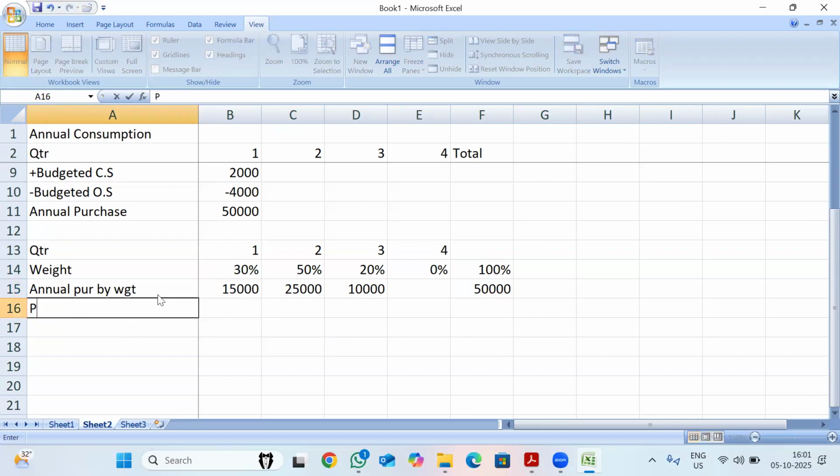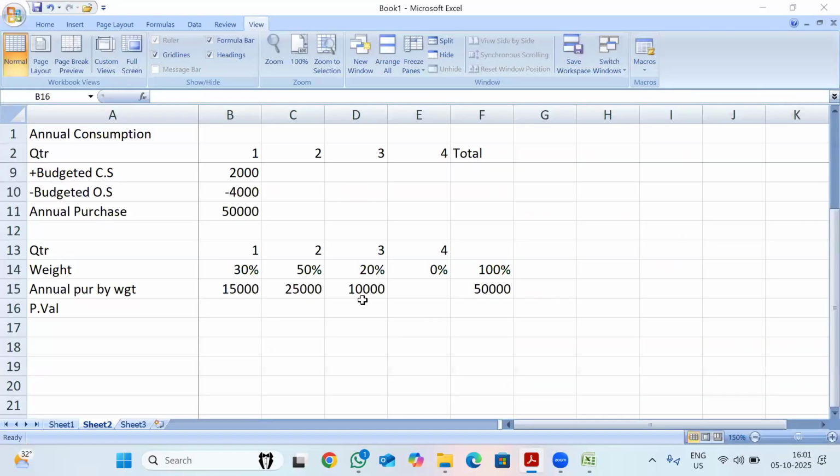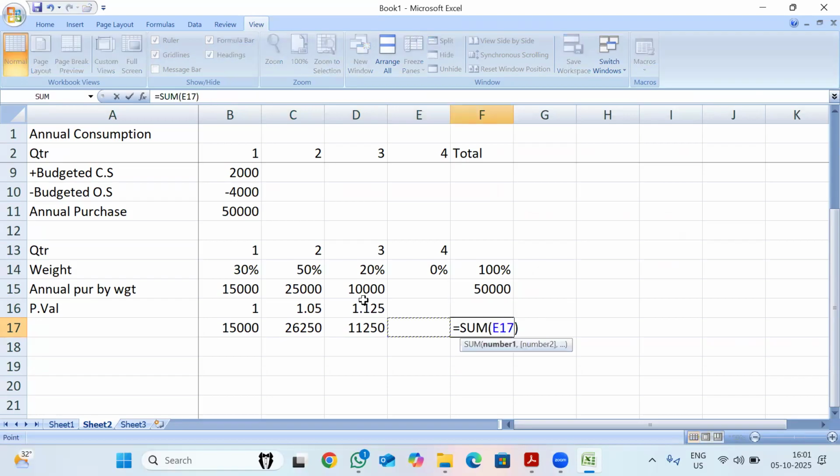So what will be my purchase value then? Here in the question they have given the rates as 1, 1.05 and 1.125. So purchase value will be 15,000 into 1, and 25,000 into 1.05, 10,000 into 1.125. So my purchase value will be 52,500. So this is the first part.